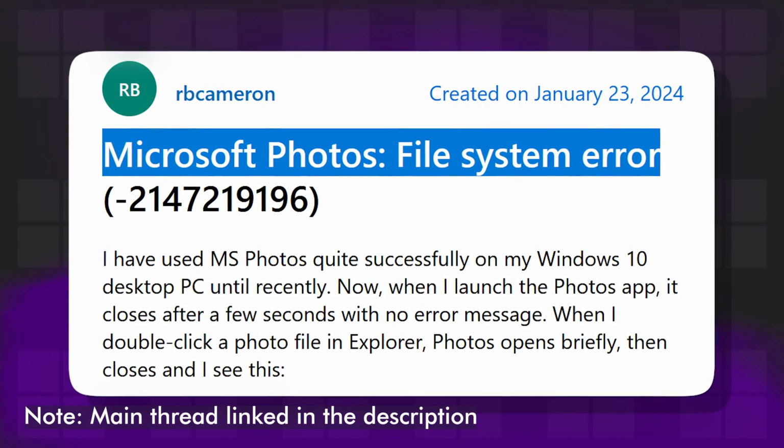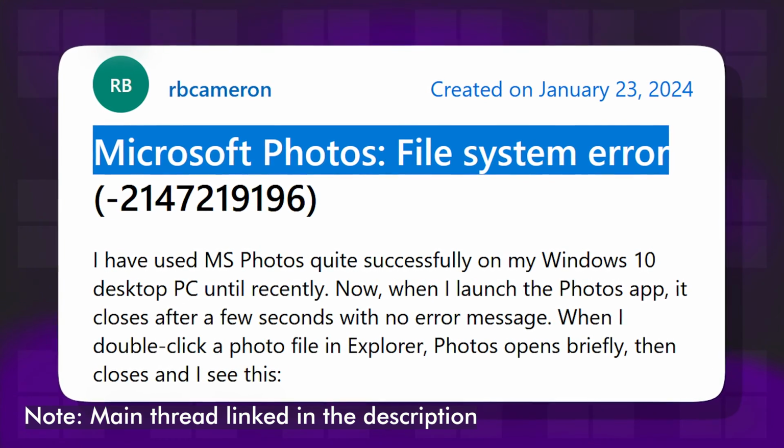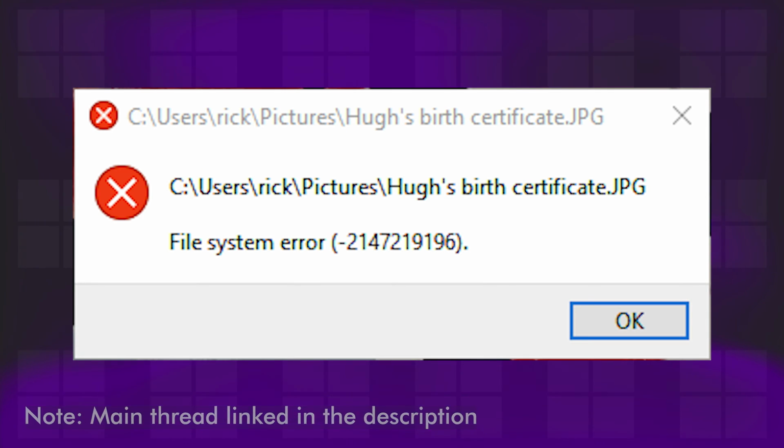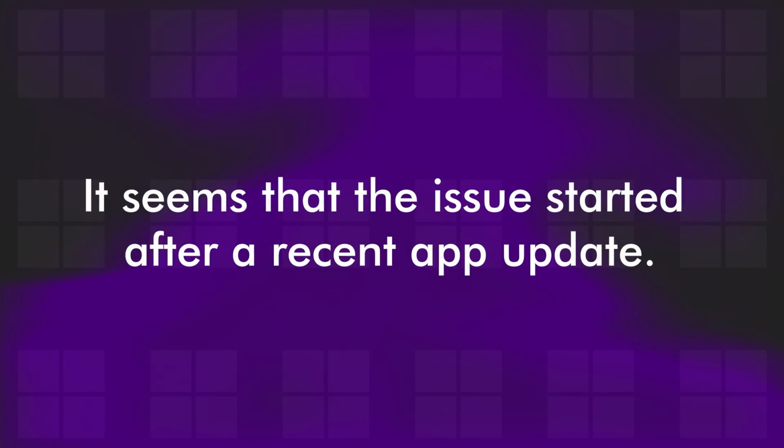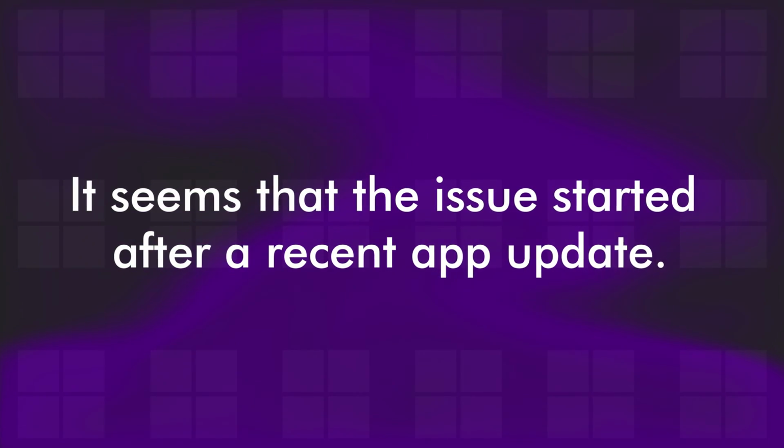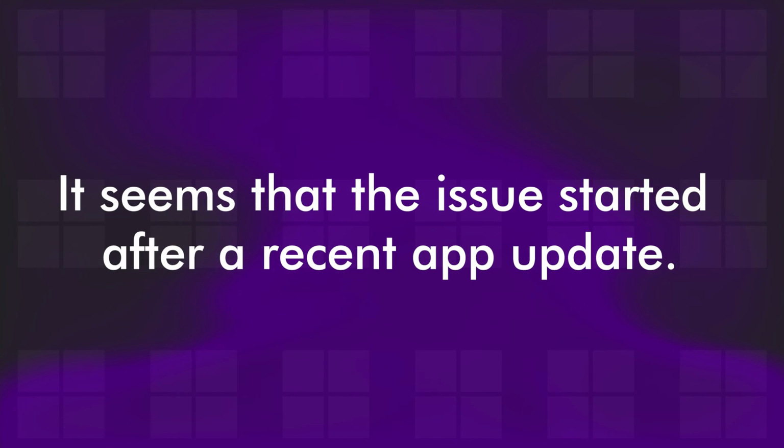Today we're gonna talk about an annoying Windows 10 issue where Microsoft Photos is not opening for many users. Whenever a user tries to open Microsoft Photos, they get the file system error -214-7219196. It seems that the issue started after a recent app update and has made it completely impossible to use.